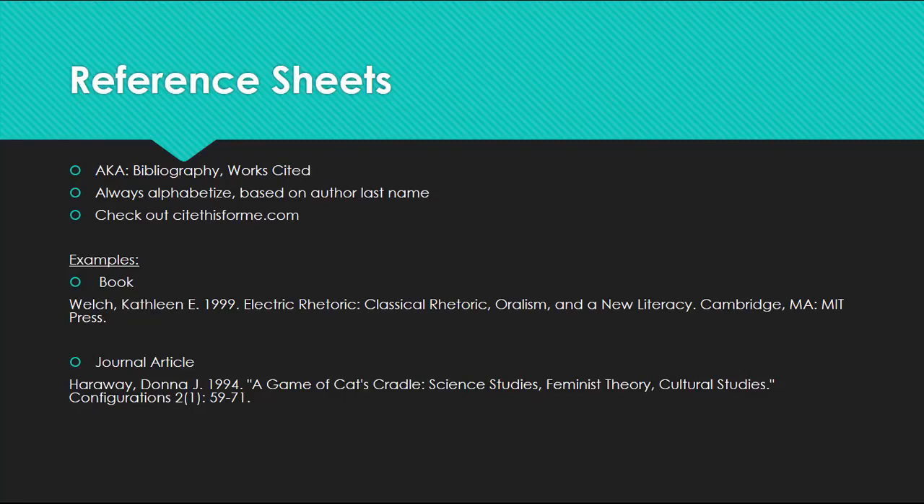So in ASA format, for a book, we want the last name, the first name, the year of publication, the name of the book, right here. We want the place of publication, Cambridge, Massachusetts, MIT Press. That is the publishing house. In a journal article, we want last name, first name, the name of the article, the name of the journal, the volume of the journal, and the page number in that journal. And that's the very basics.